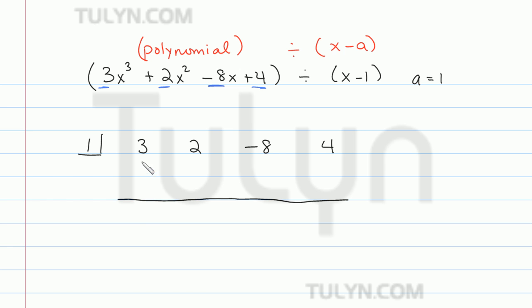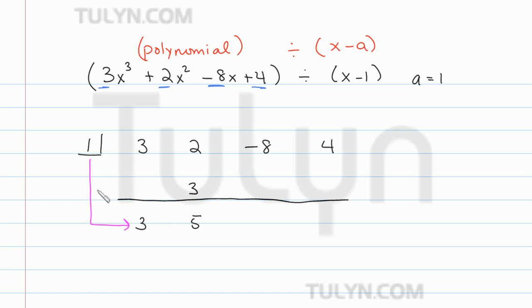So the first step is to drop down the leading coefficient, 3. And then what we want to do is take this value inside the box, 1, multiply it by this number here, and then put it in the slot right under the 2. So 1 times 3 is 3, and then we want to add the values in the column. So 2 plus 3 is going to be 5.